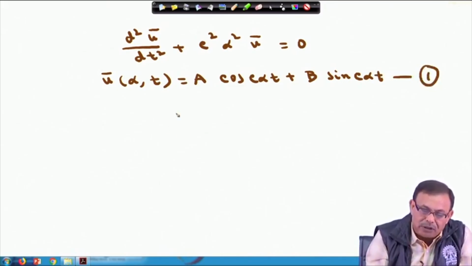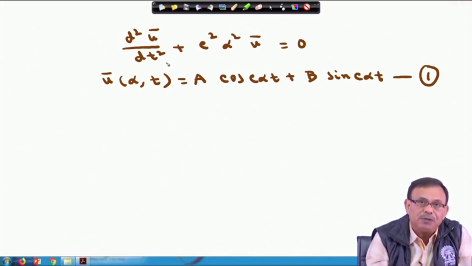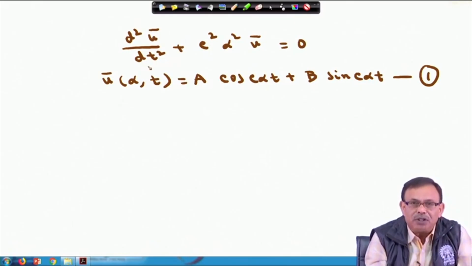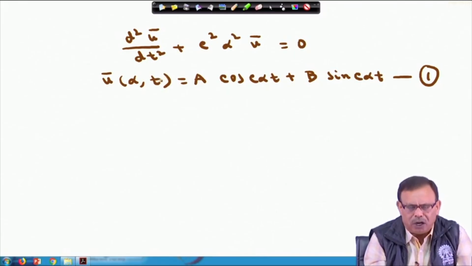Now, in this case you see the difference. In this case, the given PDE is transformed into a second order ODE, not a first order ODE. In the earlier problems, the given PDE was transformed into a first order ODE, but here it is being transformed into a second order ODE. Therefore, it always depends on the problem which kind of problem you have been given, then accordingly it will be transformed into a first order ODE or a second order ODE.